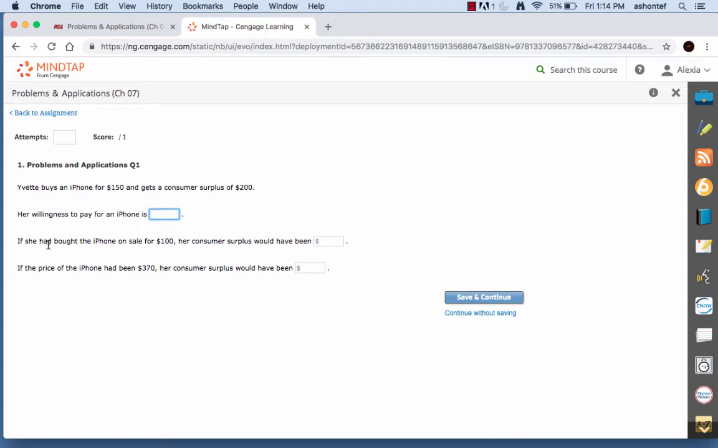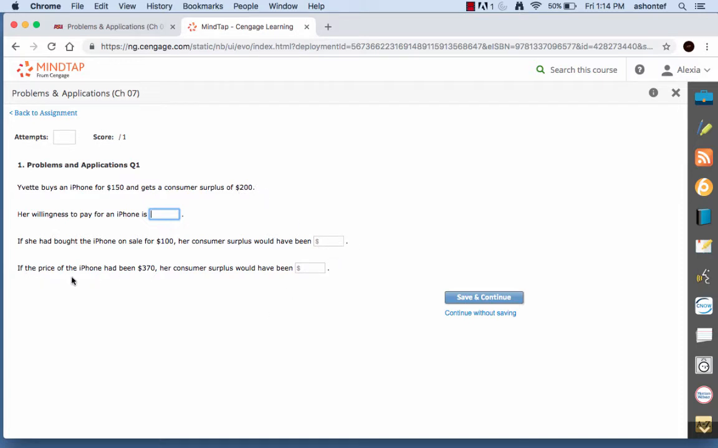And then this one says if she had bought the iPhone, so it starts playing around a little with the numbers. If she had bought the iPhone on sale for $100, her consumer surplus would have been what? So if now all she had to do was pay $100 versus $150, what would that have done to her surplus, this extra benefit she got? Again, I think you can do that.